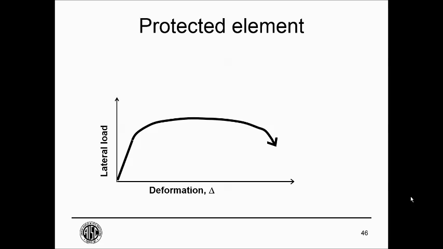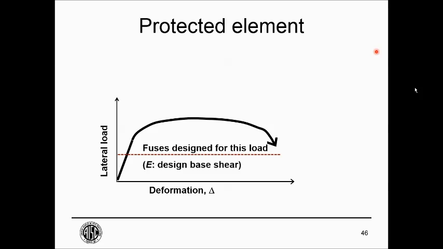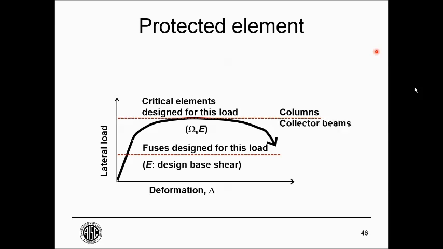So here's a force displacement relationship for, say, a frame or a building. We're designing the fuses for forces at this level, and that would be the braces, say in a braced frame. And then critical elements we're designing for this level so that they don't fail when at the maximum loads that happen in the structure. Importantly, those are, say, columns, and perhaps just slightly less importantly, collector beams, but we design them for the same load combination.